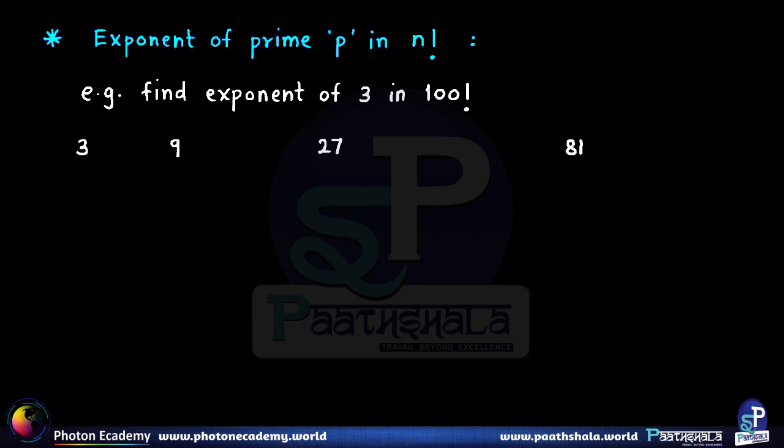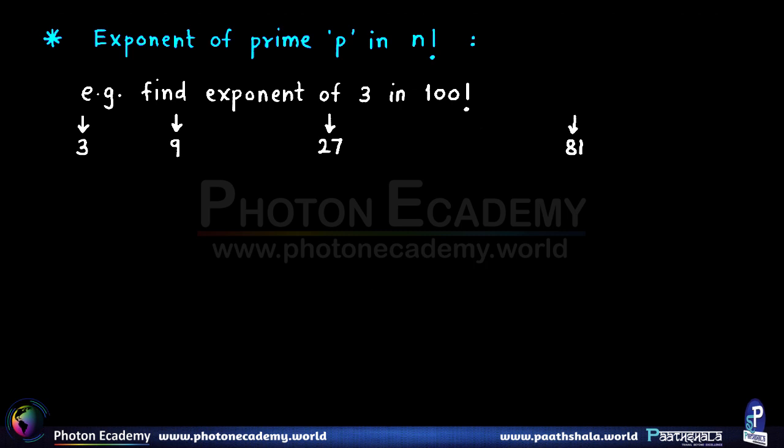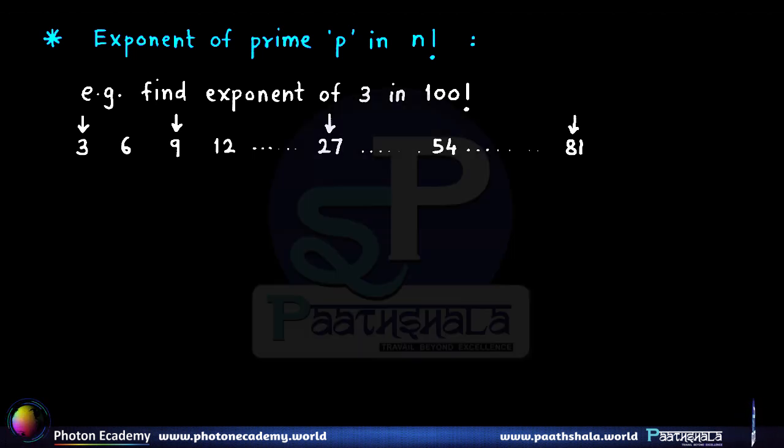Of course, there are all the numbers in between which are also divisible by 3. So let us first of all concentrate on these powers. So we are marking these powers, and in between you can see that there are various numbers which are also divisible by 3. So I am just showing a couple of numbers here, and then there will be number 99.